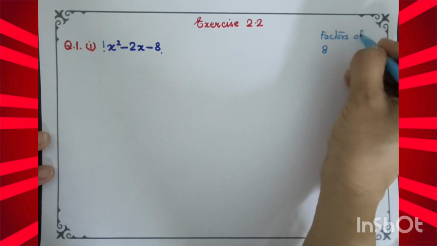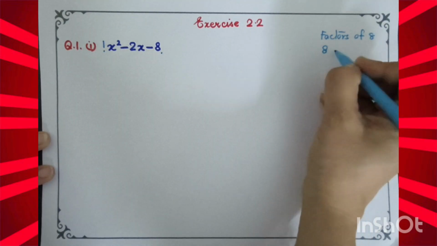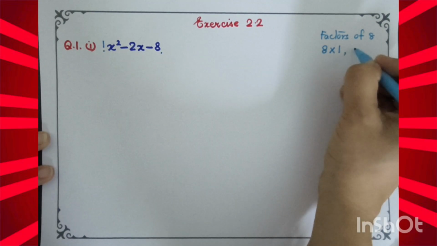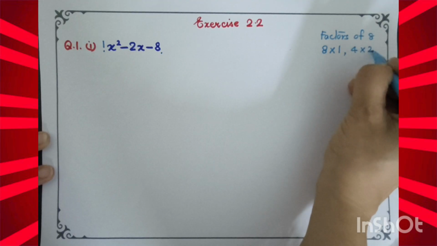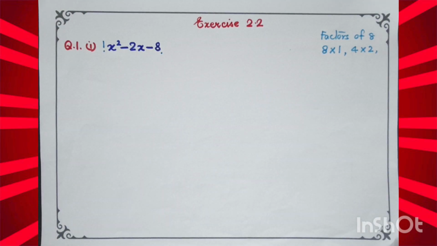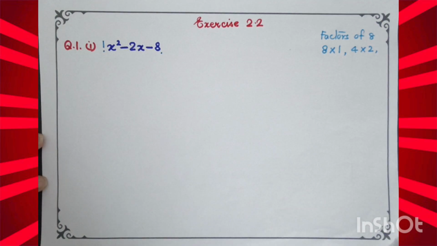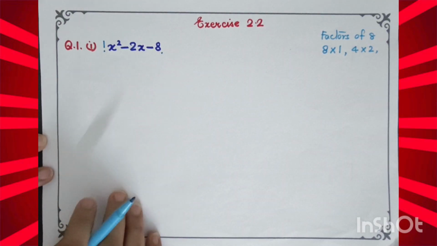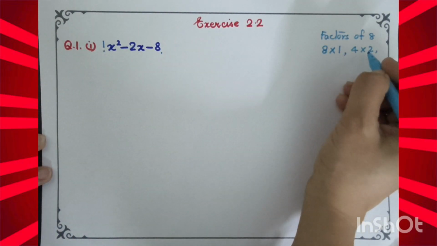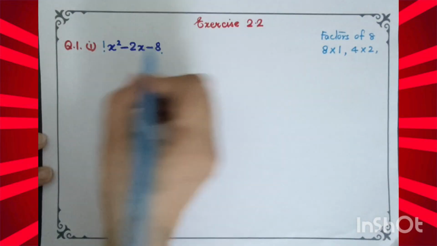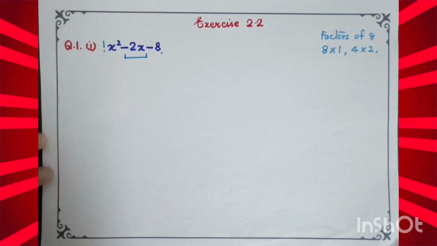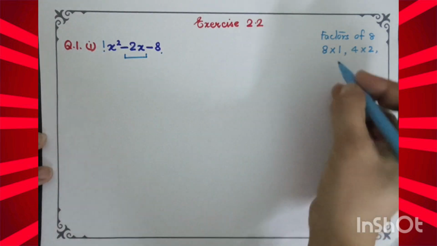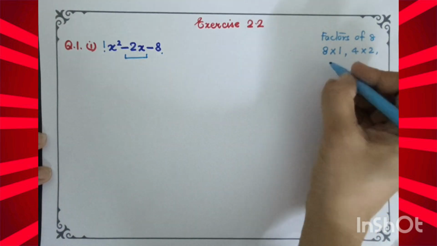Now for the factors, we'll take the first term and the last term and multiply them, and then we get 8 in this case. So we have to find the factors of 8. The factors of 8 are 8 and 1, and also 4 and 2. We need two factors only. There can be 2 into 2 into 2 also, but we don't need that because we need two factors only for splitting the middle term. We have done that in class 9th.